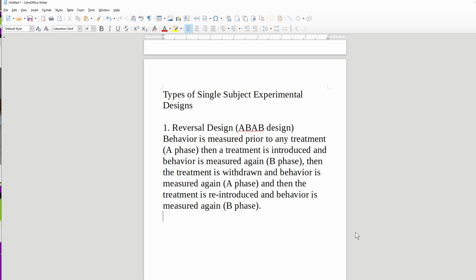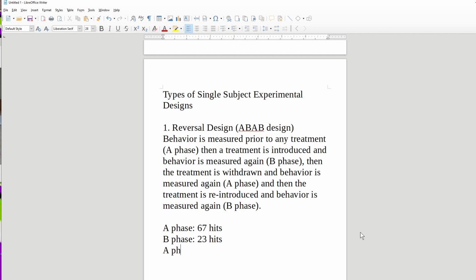So let's say we had a kid that was hitting himself, an autistic kid, and we have a program that we think will help the kid out. And so during the A phase of the program, he had 67 hits, let's say. So this is before we've given him any treatment. Then we introduce our treatment. That's the B phase. And now he goes down to 23 hits the week we're doing the B phase.